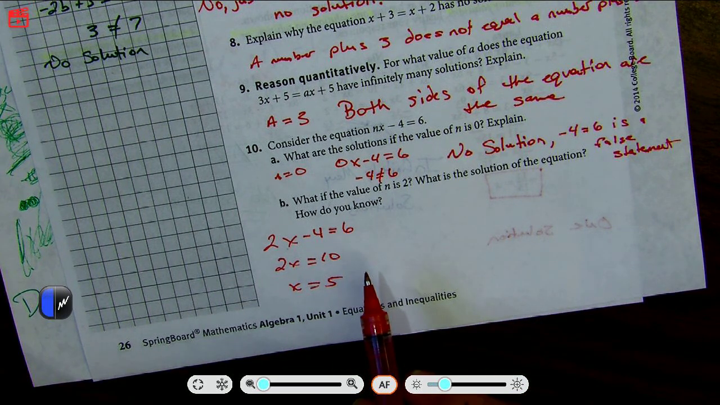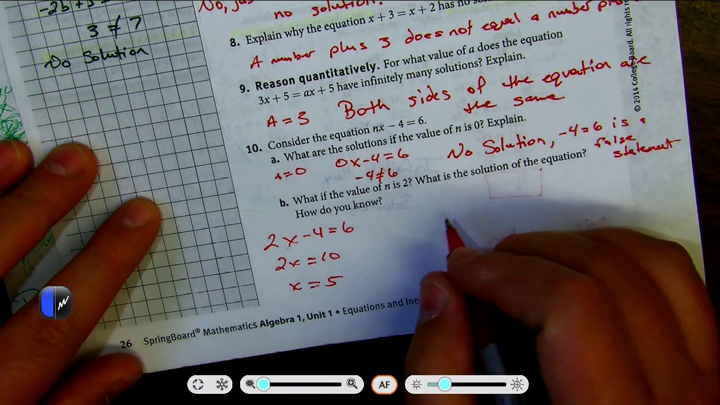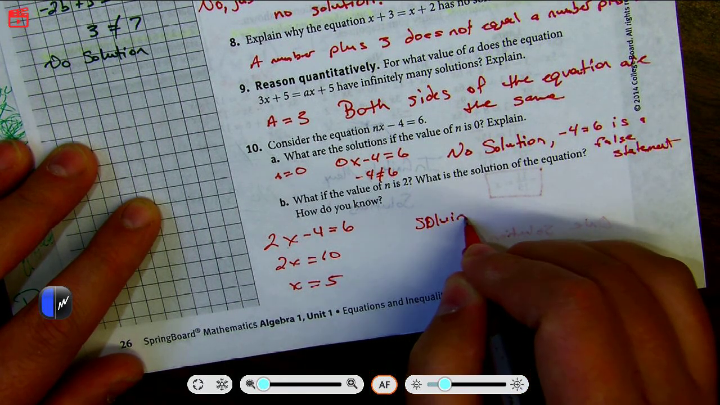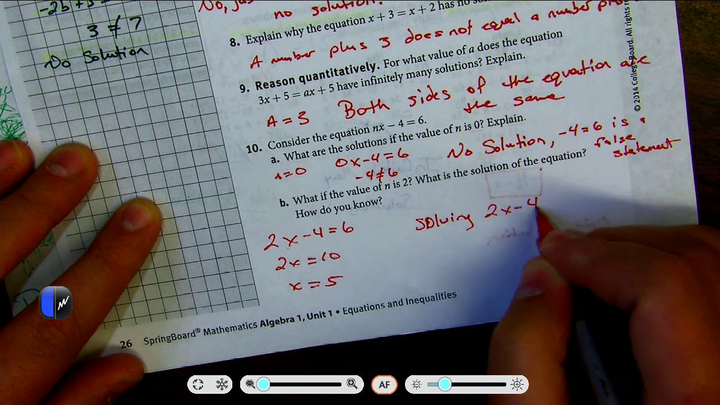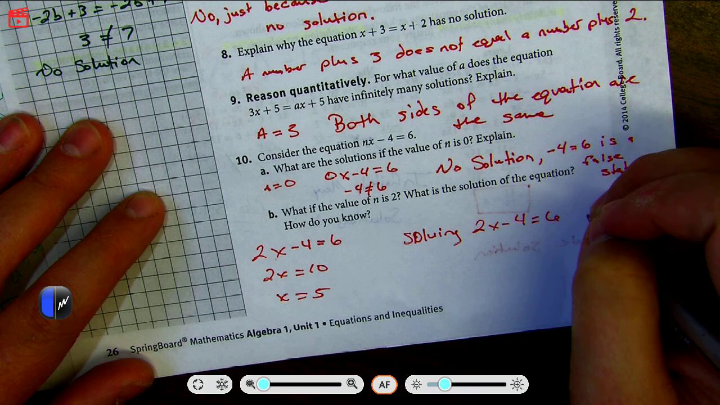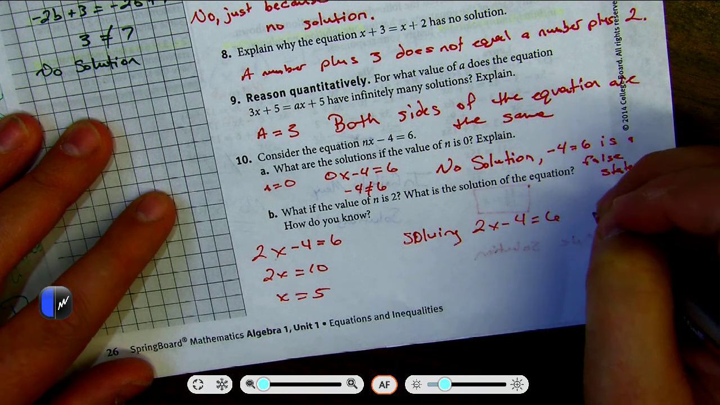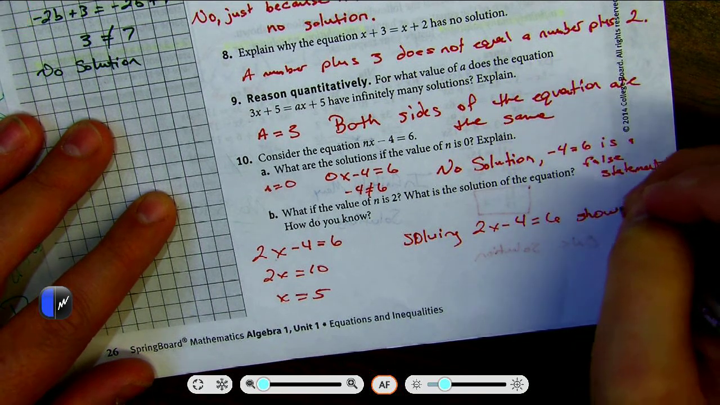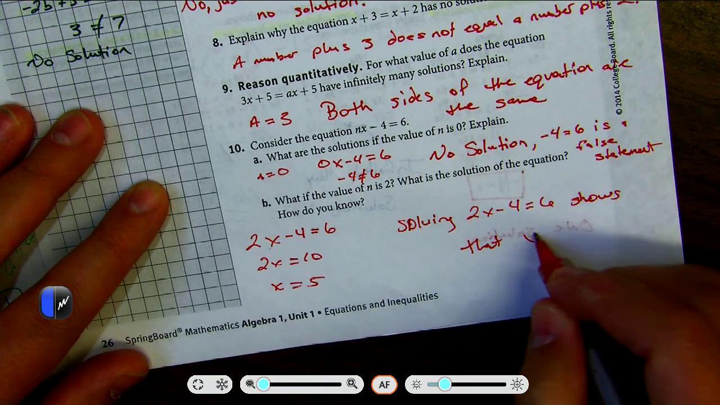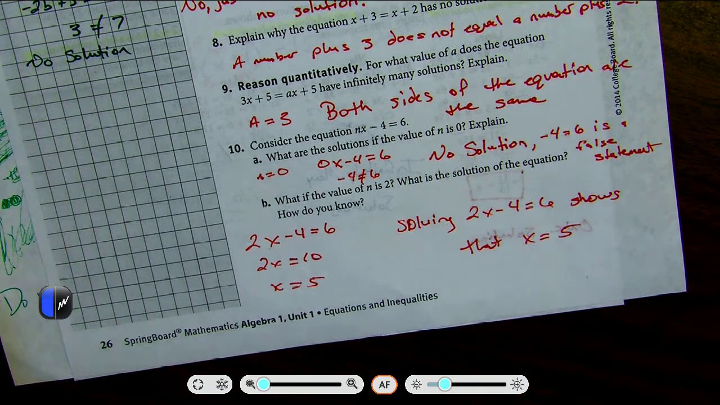So I'm going to say that solving 2x minus 4 equals 6 shows that x equals 5. Okay? Shows that x equals 5.